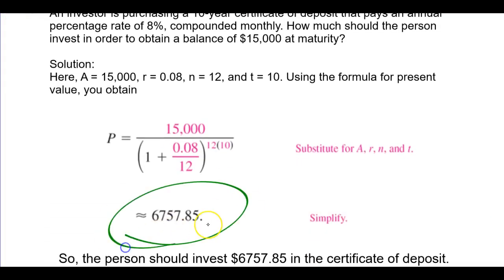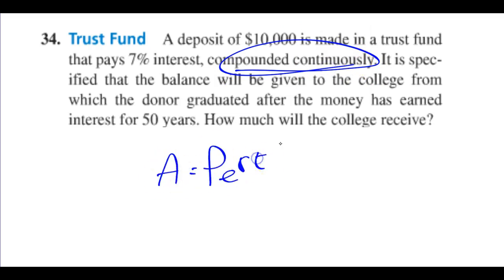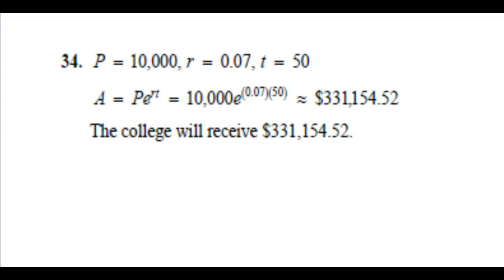There it is. The last part is just some more examples that I would highly recommend that you work through. These are problems straight out of your book, and trying to identify which formula to use is probably the most important thing. So I'll just start you out. I see compounded continuously, so I've used the PERT formula here. Here are the worked out solutions. Try that.